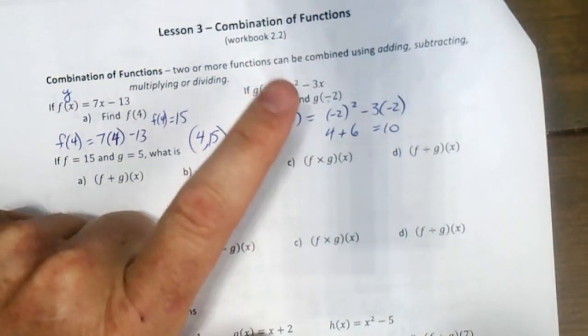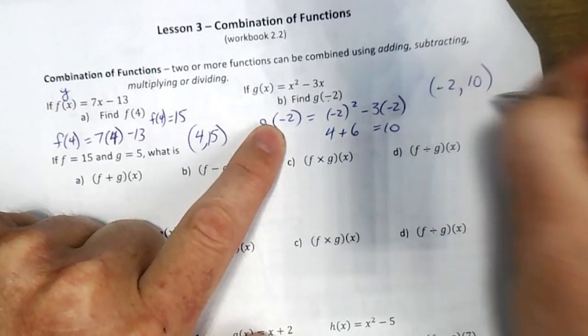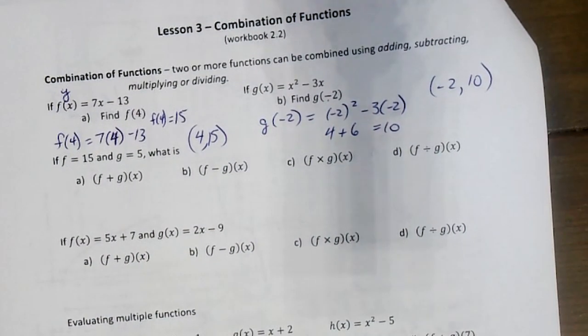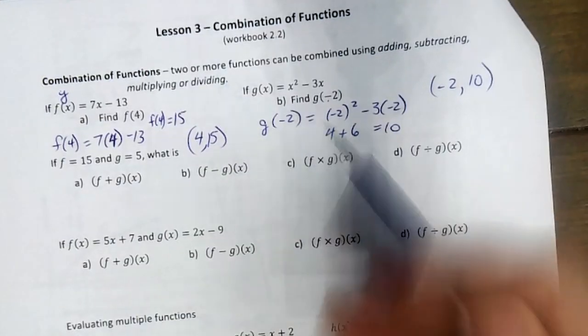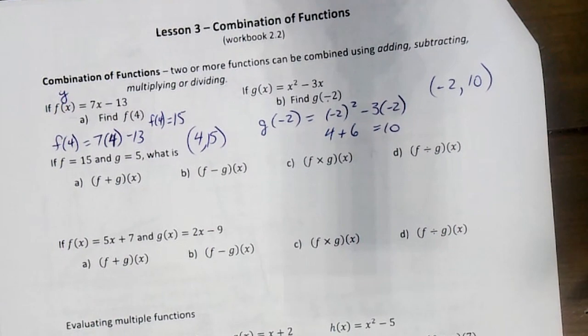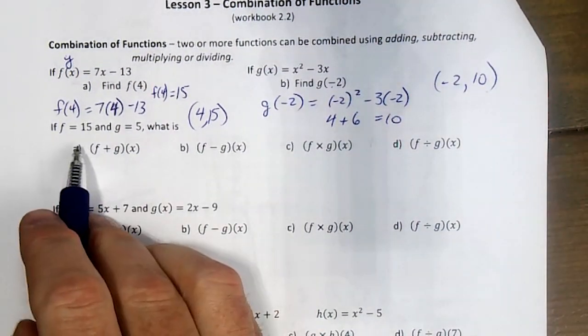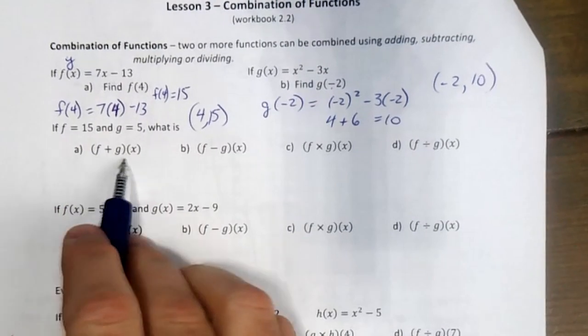So for the final answer, we start with negative 2. The answer is 10. So basically, the function starts with something, we plug it in, we do the calculations, and we get the answer. If we start with negative 2, we finish with 10. So now something a little harder, because we're going to combine functions.